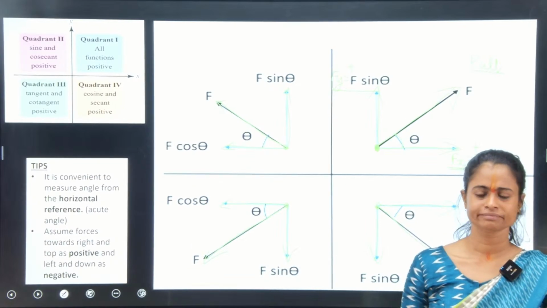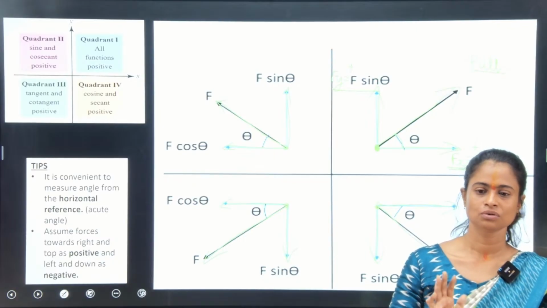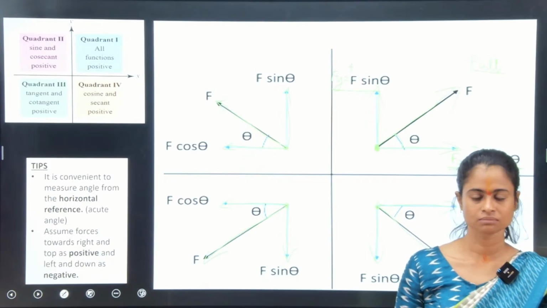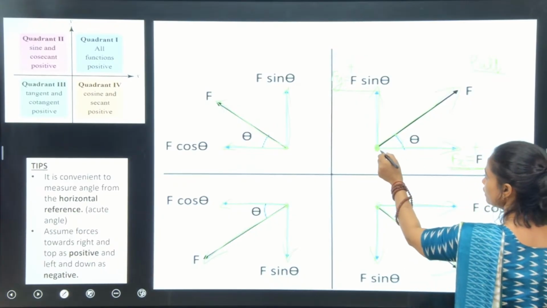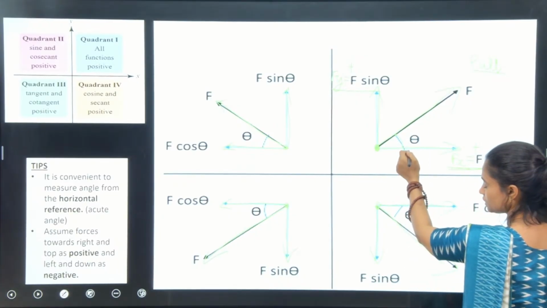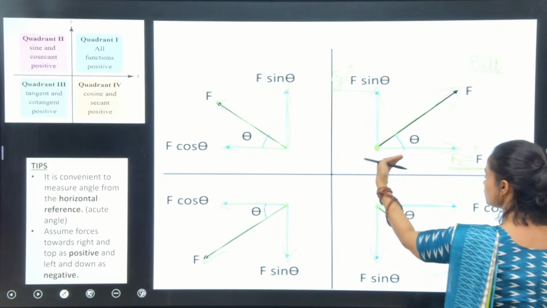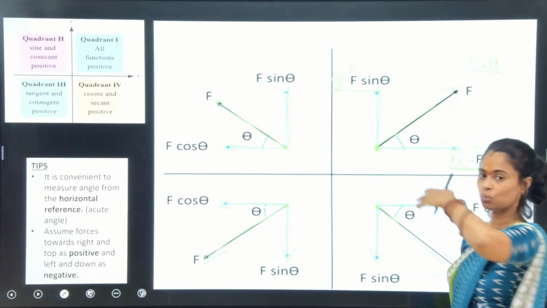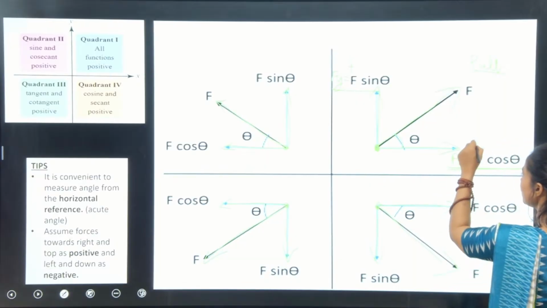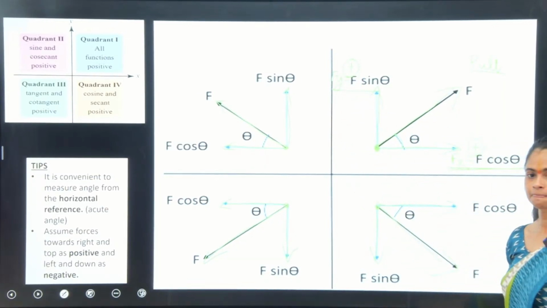You can reverse it, but you have to follow one particular convention which is comfortable for you, right? So here in the first quadrant, the force is inclined at theta. So Fx and Fy both will be outwards. Fx is acting rightwards and Fy is acting upwards. That's why we take them as positive forces, right?